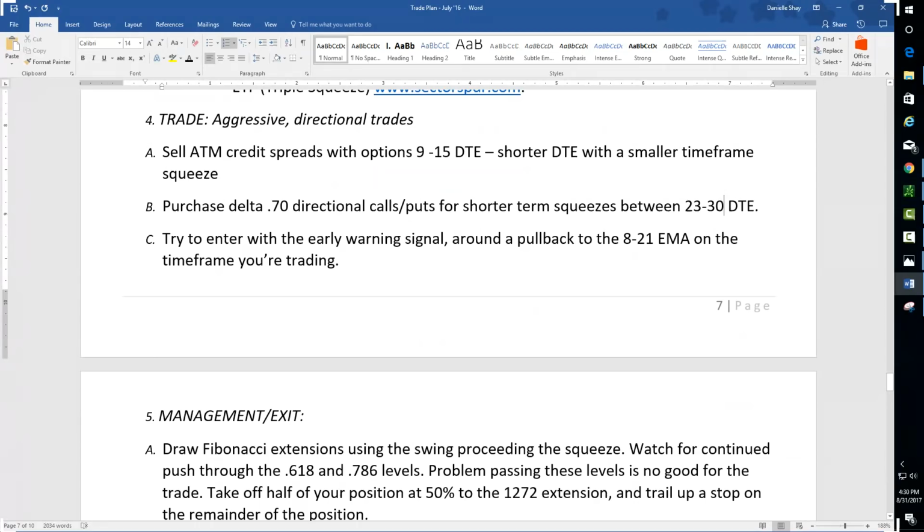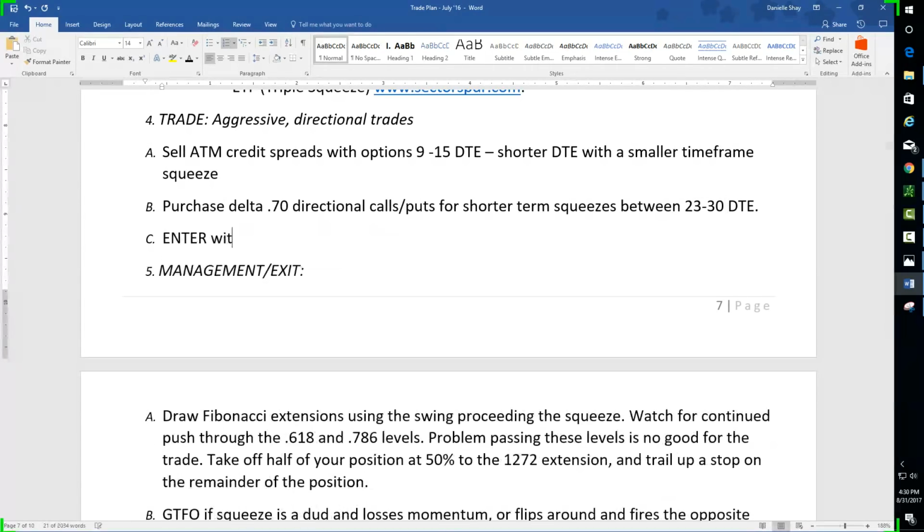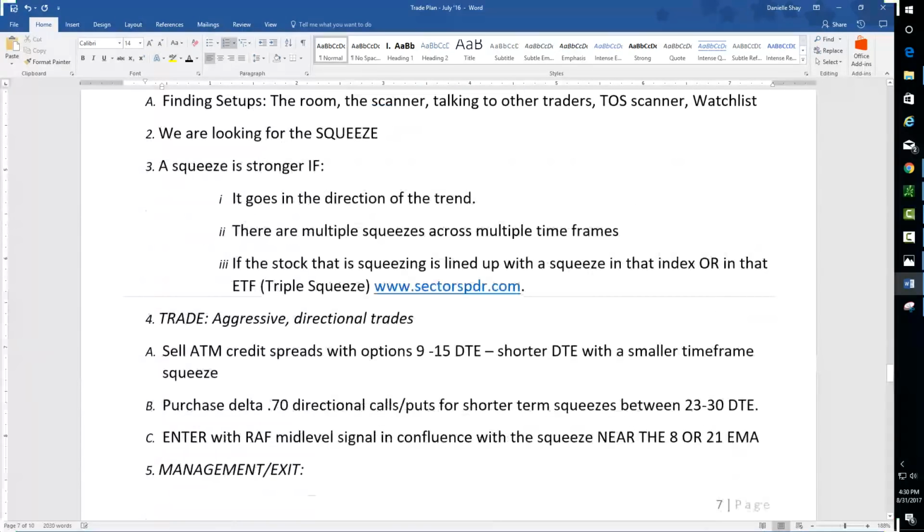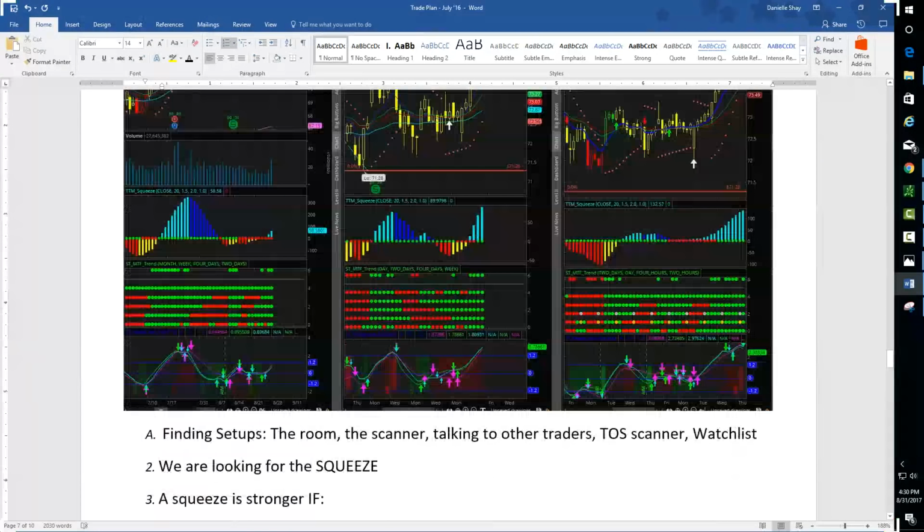Try to enter, this is very important: enter with a RIF mid-level signal in confluence with the squeeze near the 8 or 21 EMA. Okay, simple, right? Squeeze point, enter.